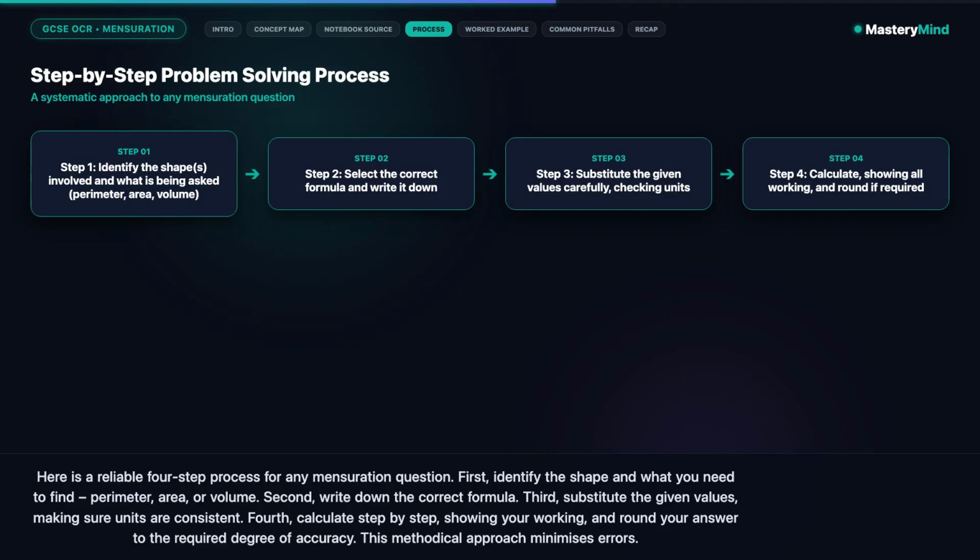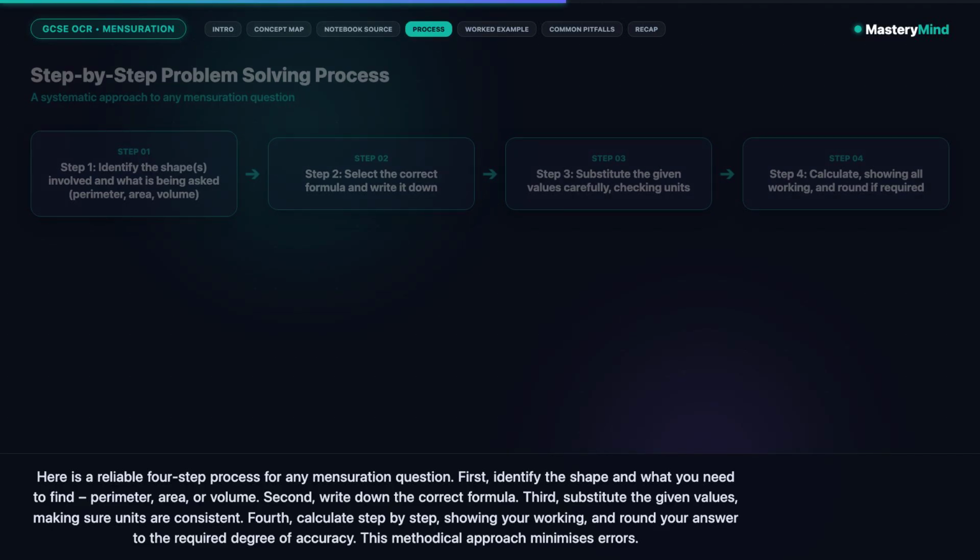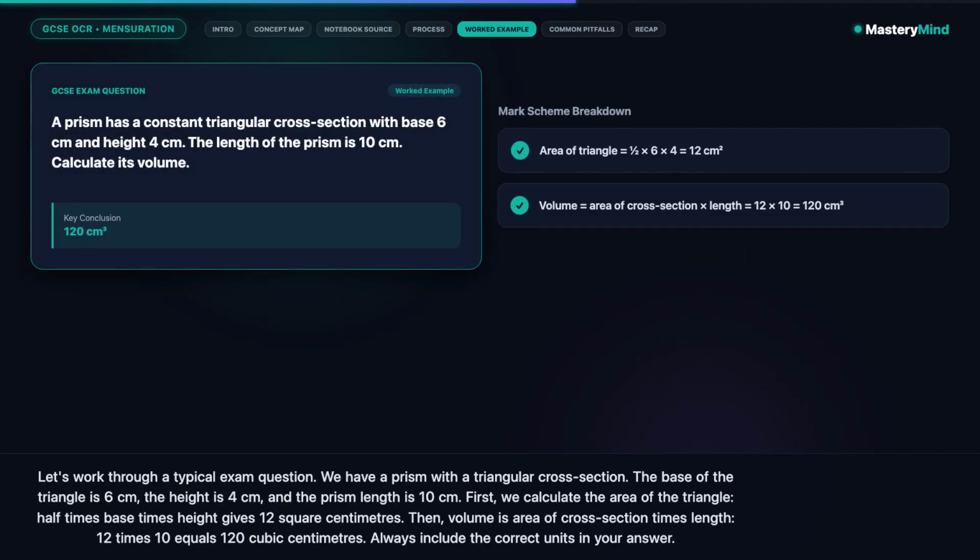Let's work through a typical exam question. We have a prism with a triangular cross-section. The base of the triangle is 6 centimeters, the height is 4 centimeters, and the prism length is 10 centimeters. First, we calculate the area of the triangle. Half times base times height gives 12 square centimeters. Then, volume is area of cross-section times length. 12 times 10 equals 120 cubic centimeters. Always include the correct units in your answer.